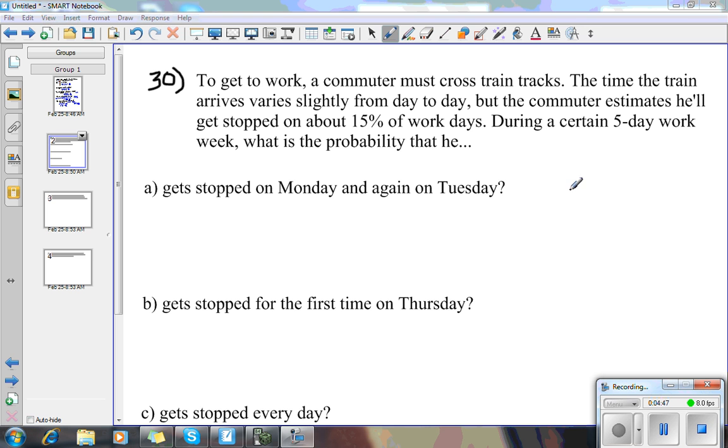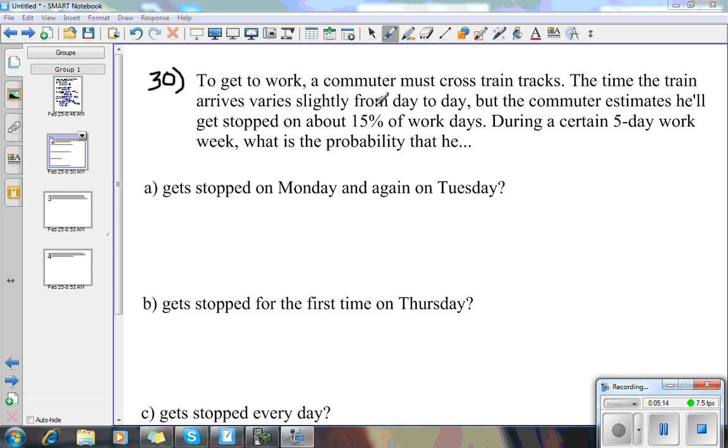During a certain 5-day work week, what's the probability that he gets stopped on Monday and again on Tuesday? Now, in this problem, we're assuming that it's somewhat independent from day to day. So the probability of getting stopped on Monday and again on Tuesday, notice we're not saying anything about Wednesday, Thursday, or Friday, so we're just looking at the first 2 days.